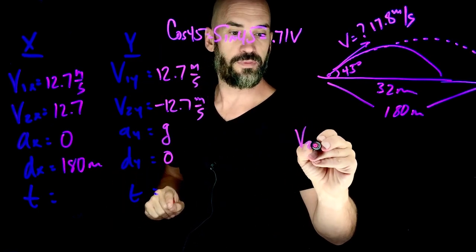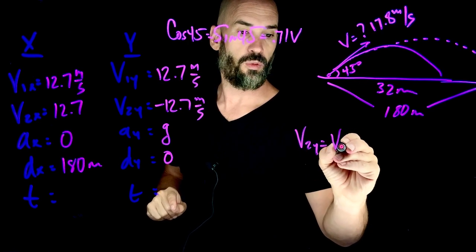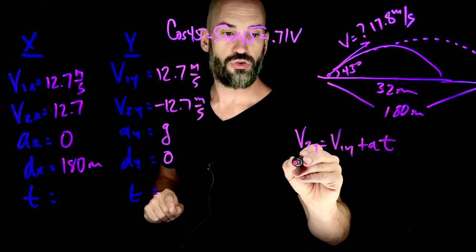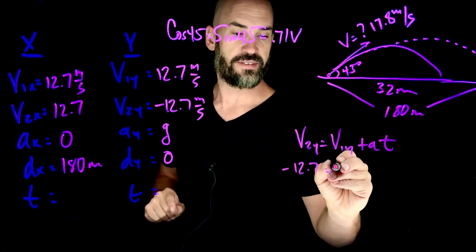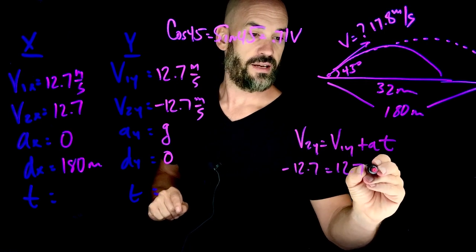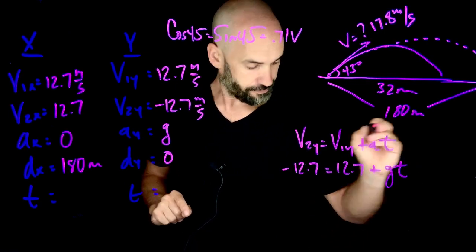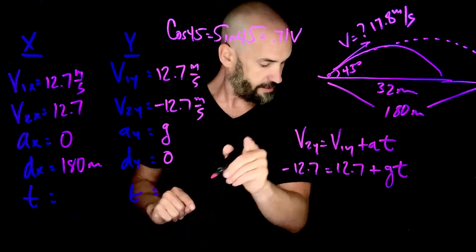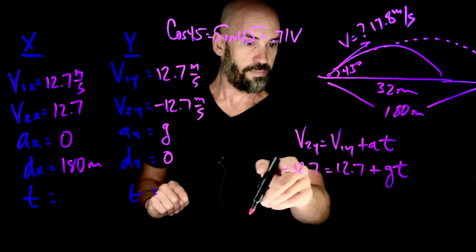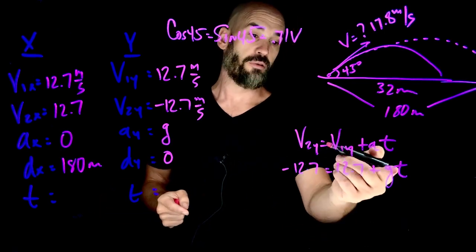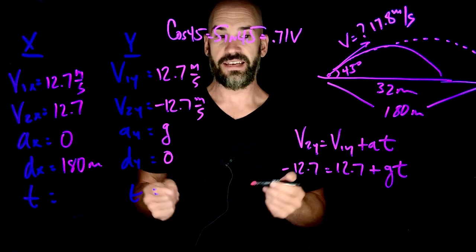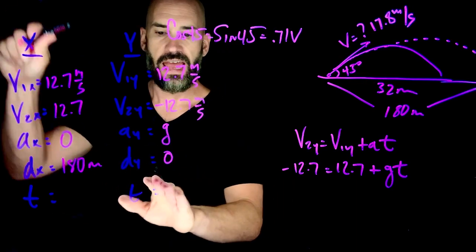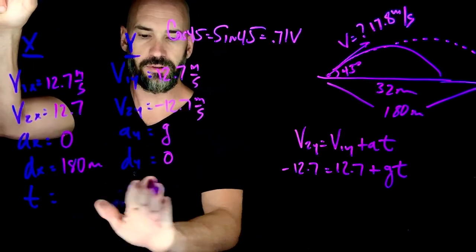So we do v2y equals v1y plus at. This is going to be negative 12.7, this is going to be 12.7, plus gt, right? I don't know yet what t is at this point. But can I get t? Well, let's look over on this side here. And as always, I'm just going to erase this to make a little bit of room.